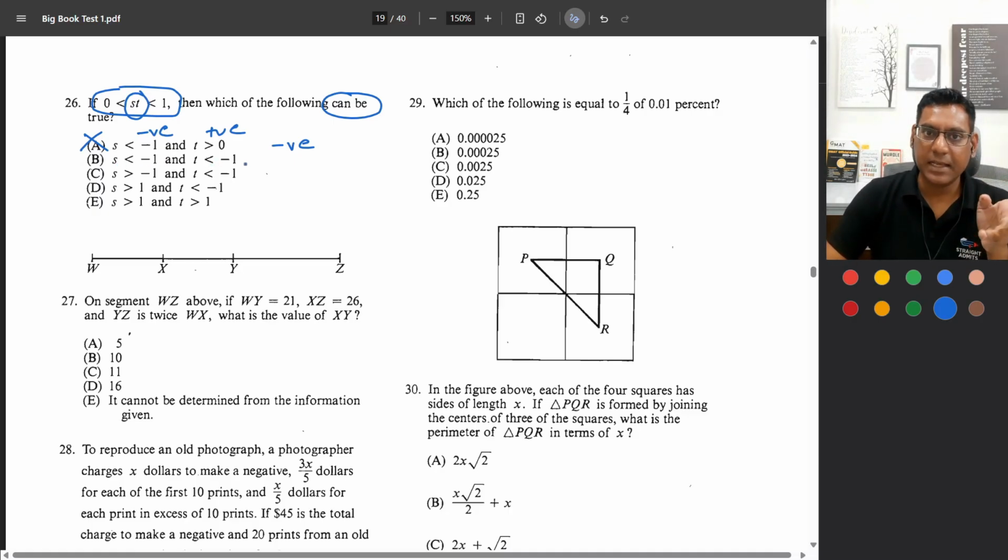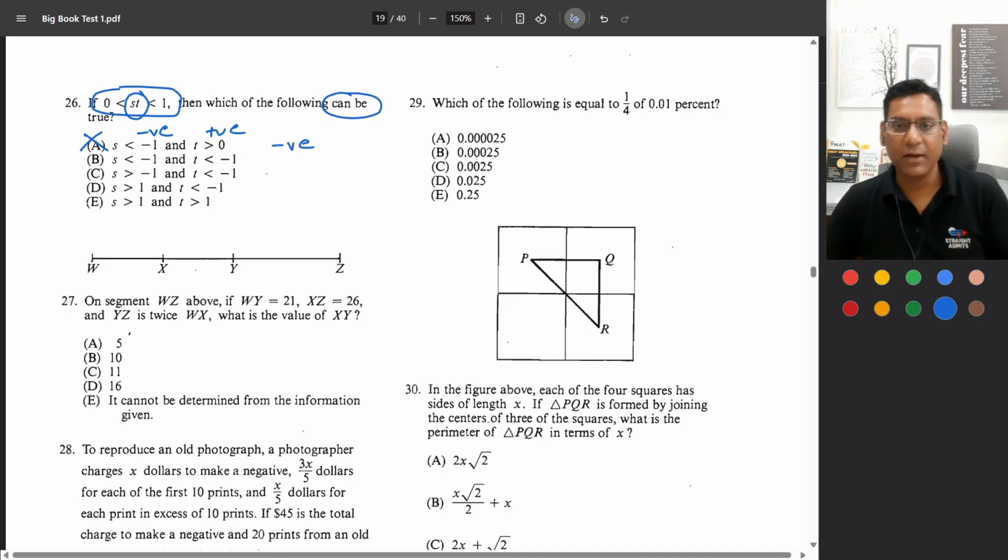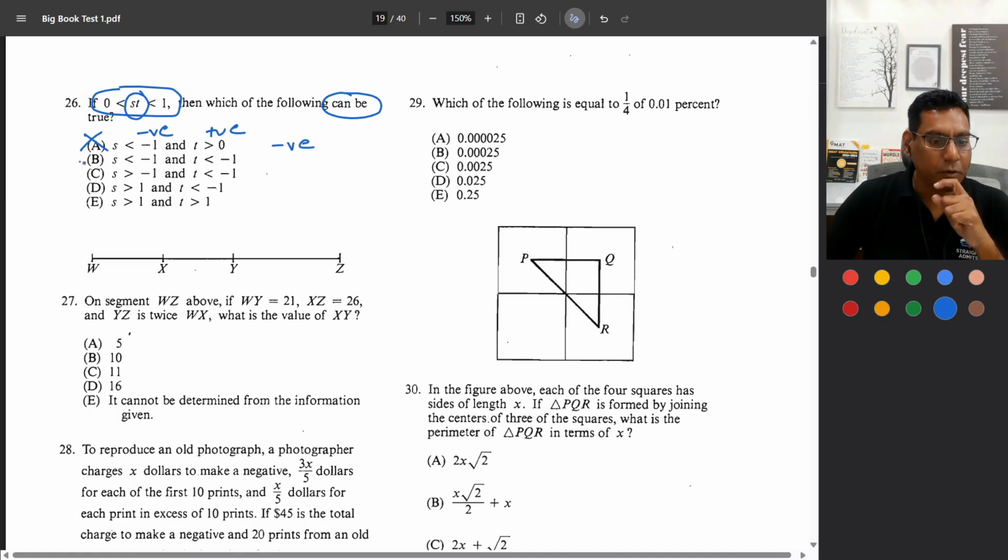In that case, S and T both can be positive. That's great. Okay, but they both have to also be less than 1. Let's look at that condition later. Let's first find out if we can eliminate some answer choices just based on positive and negative. So let's keep this for a while.